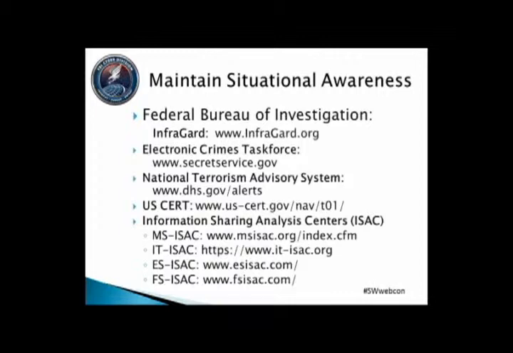There's information sharing analysis centers out there for industry specific. So if you belong in a specific industry, you want to look to see if that information analysis center is appropriate for you. Some of them are free, some of them are fee-based. It really depends on which one. These are organizations that actually work with DHS and the FBI.